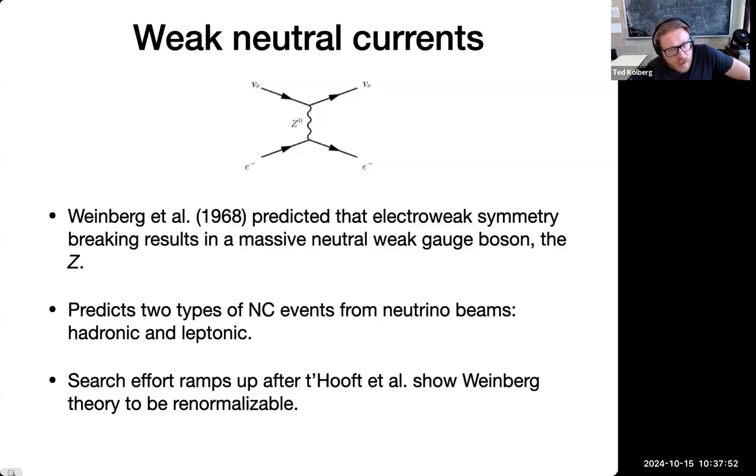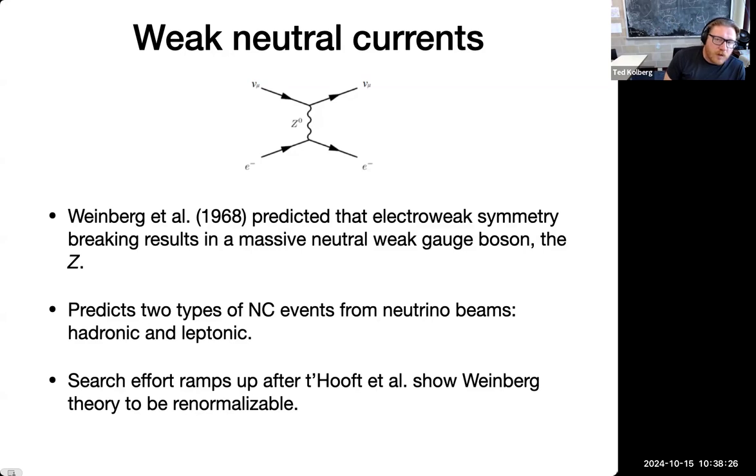Weinberg and his co-authors in the late 60s made the prediction of electroweak symmetry breaking, the theory of how the weak force picks up massive vector bosons, as opposed to the electromagnetic force, which has a massless force carrier, the photon. Part of that theory predicts that there should be a neutral weak gauge boson, the Z, which has a mass similar to the mass of the charged current carrier, the W, and it even makes a prediction about what types of neutral current events should happen.